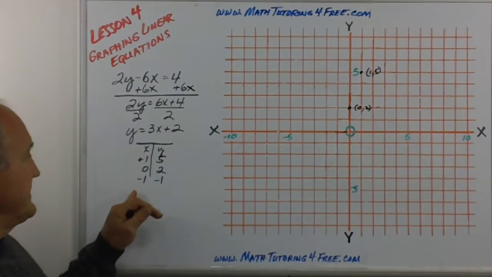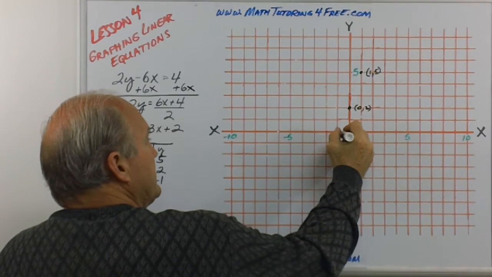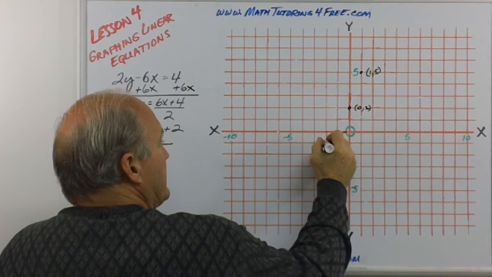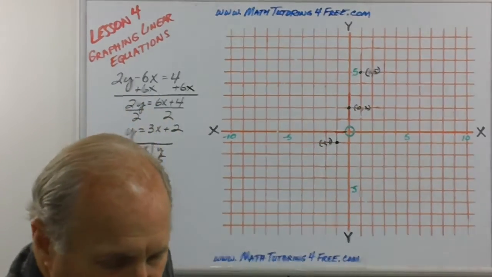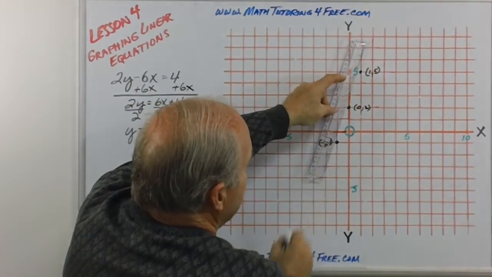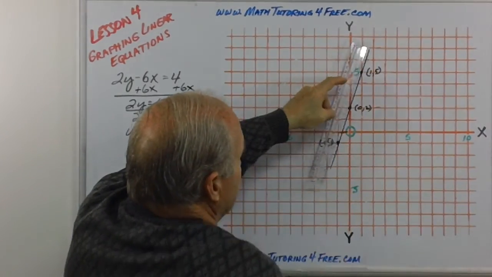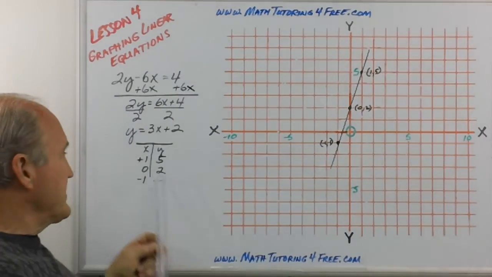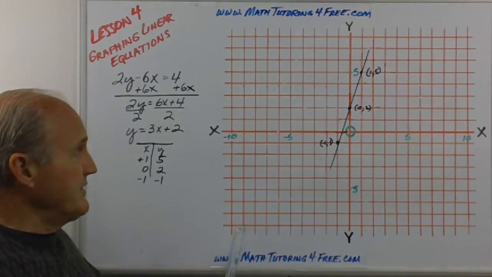And then our third point is negative 1, negative 1. So on the x-axis we go back 1, on the y-axis we go down 1, and we have minus 1, minus 1. Now take a straight edge, and if we've done this correctly, those 3 points will be in a nice line, and we just extend the line right through them. Obviously, if the 3 aren't in a line, then we have to go back and check our values, because something is wrong. But they should be in a straight line, all 3 points.